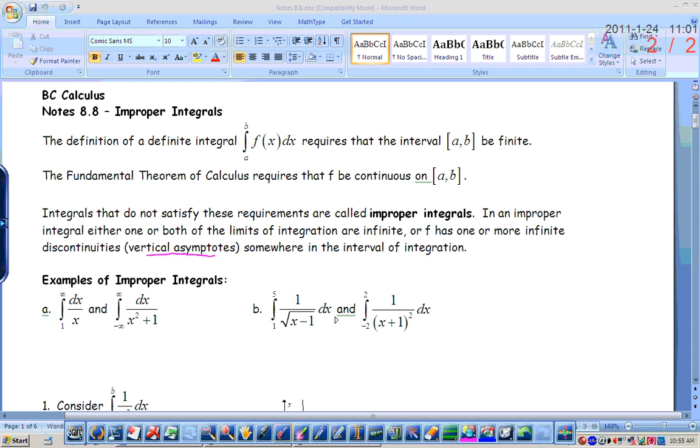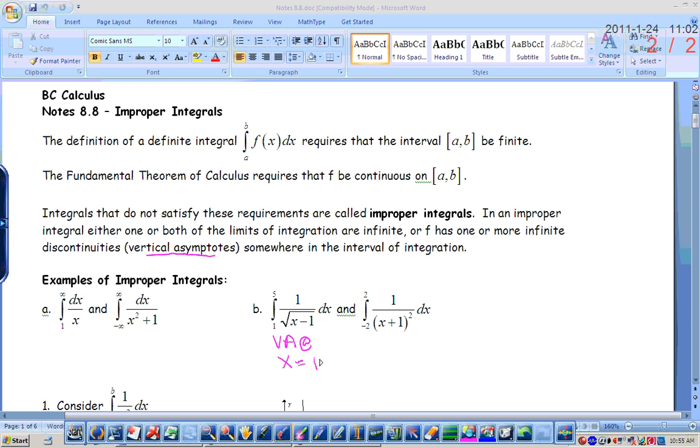At first glance, you think, oh, there's nothing wrong with that. However, on this first one right here, where do you have a vertical asymptote on this function? At x equals 1. And that borders up to one of your limits of integration. So you're basically trying to integrate from a vertical asymptote that the graph never actually touches.